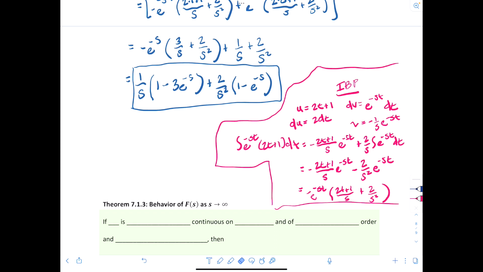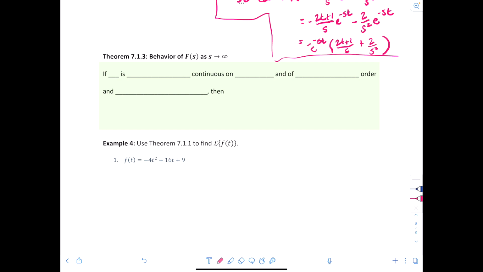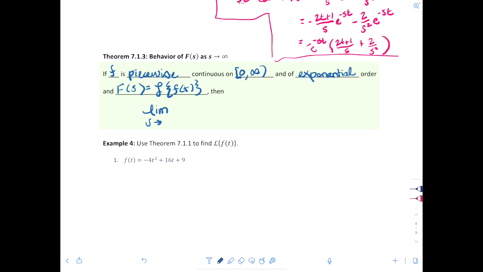All right, cool. Now, theorem 7.1.3, behavior of the Laplace transform as s approaches infinity. So, if f is piecewise continuous on 0 inclusive to infinity non-inclusive and of exponential order, and capital F at s is equal to the Laplace transform of f at t, then it turns out that the limit as s approaches infinity of that resulting Laplace transform is 0.